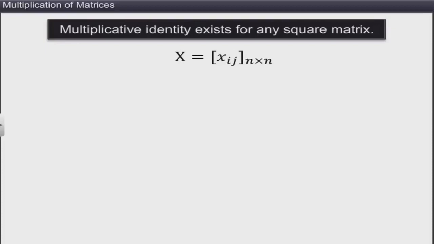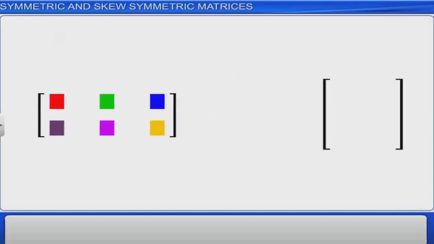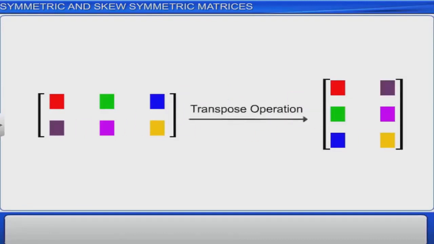Multiplicative identity exists for any square matrix. If X is a square matrix, there exists an identity matrix I of similar order such that X multiplied by I is equal to I multiplied by X is equal to matrix X. Suppose we have a matrix. If we interchange the rows and columns of this matrix, we will get a new matrix. This is called the transpose operation. This matrix is called the transpose of the first matrix.